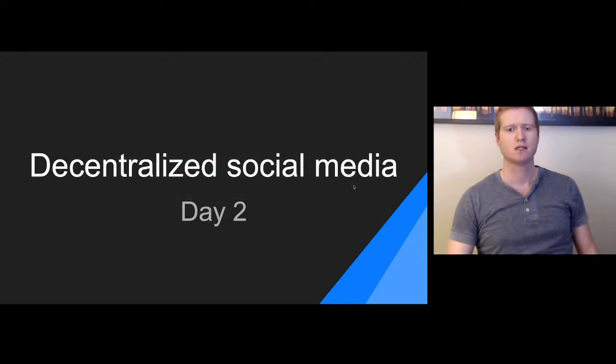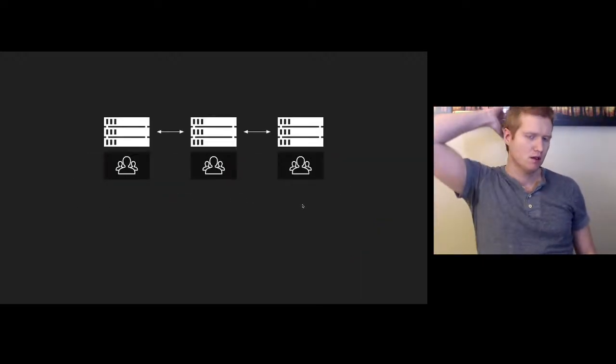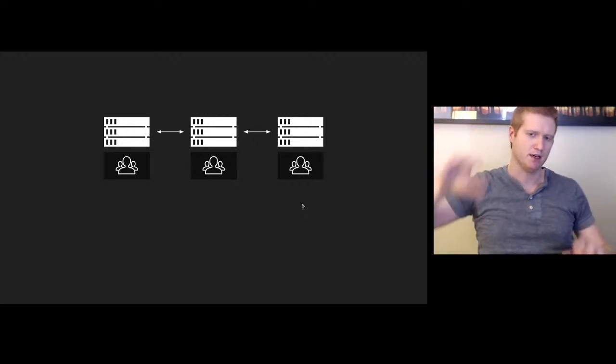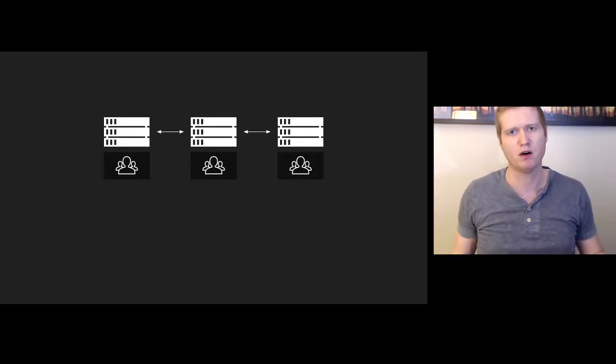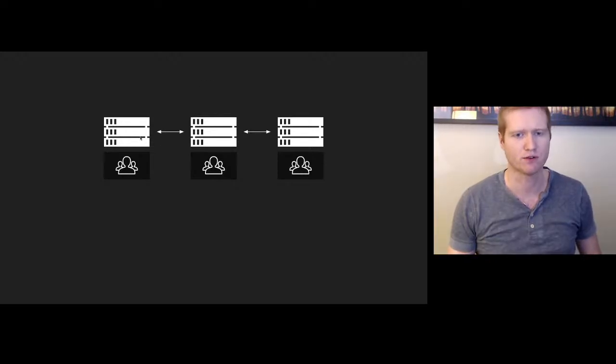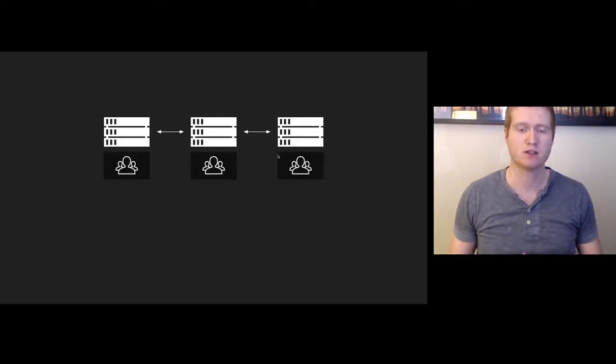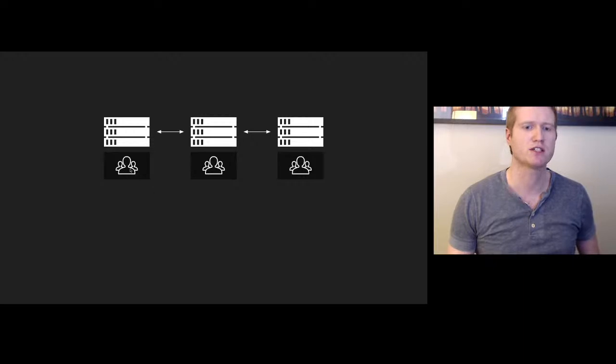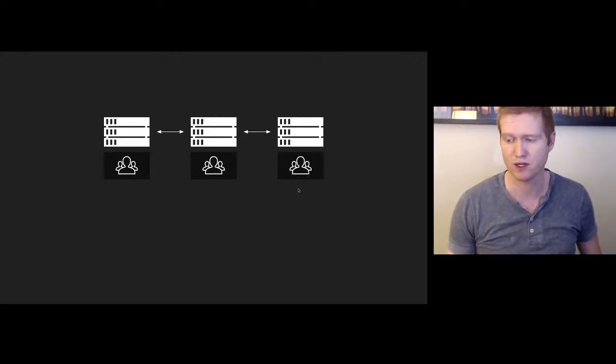So this is a little diagram of what our server topology would look like. We have all the different servers in the federated system, each talking to each other, and each of them represents a community of users, right?